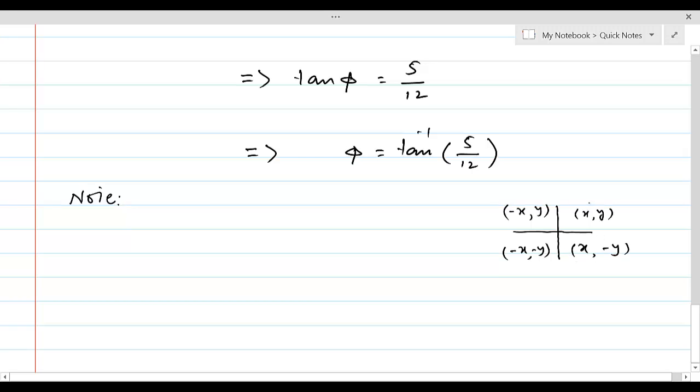This is how we determine first quadrant, second quadrant, third quadrant, and fourth quadrant. Always remember that for tan inverse of x over y, this is an acute angle, and you can surely use this angle as such.